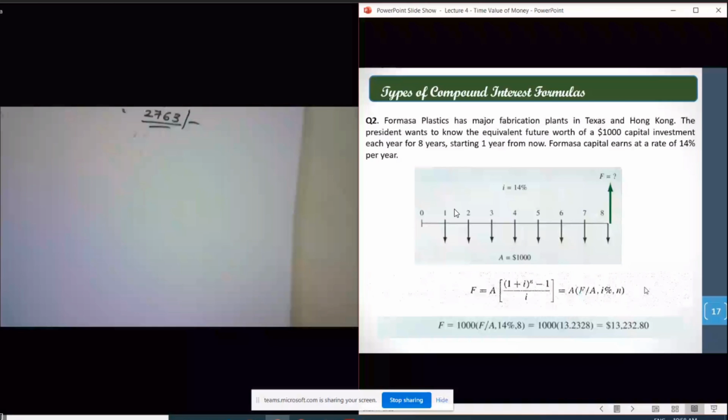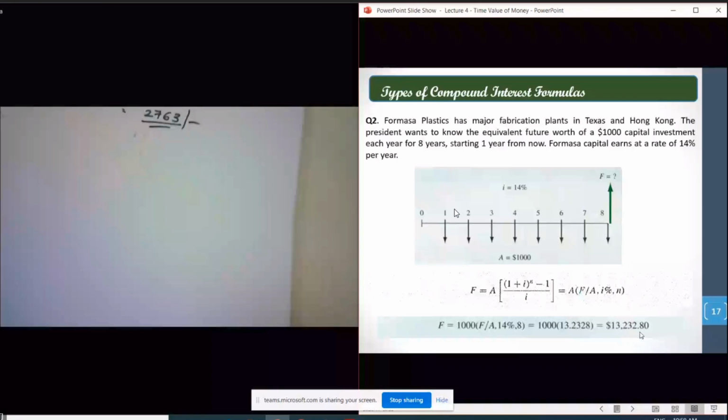You just count the number of deposits, number of arrows here: 1, 2, 3, 4, 5, 6, 7, and 8. So that is why N is equal to 8, and all the values are equal. That is $1,000, so that is A. The compound interest value for F by A, 14% for a period of 8, is 13.2328, which is nothing but the factor value from the interest factor table. So multiply it with 1,000, and you will get $13,232.80 as the future value.